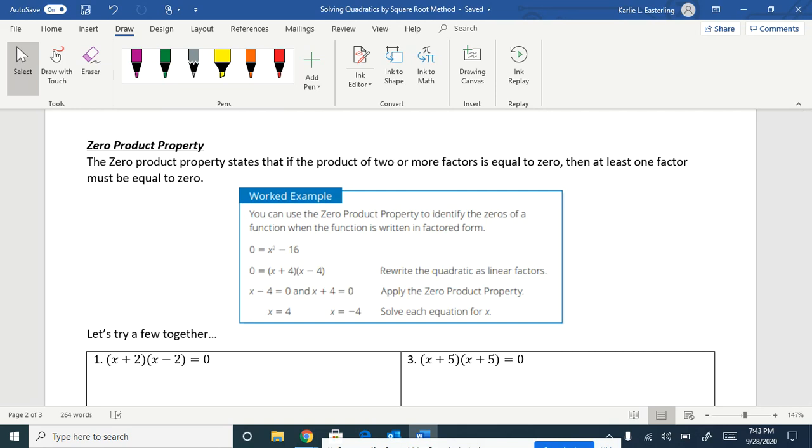So the zero product property states that if the product of 2 or more factors is equal to 0, then at least one factor must be equal to 0.